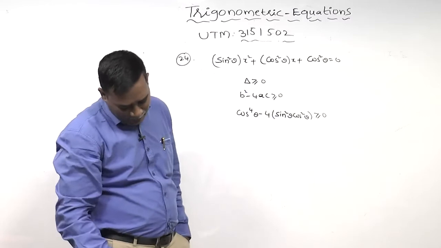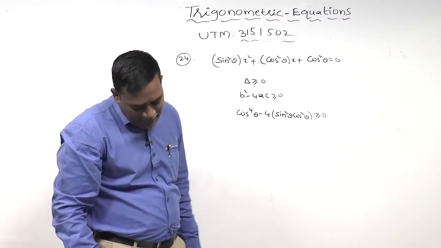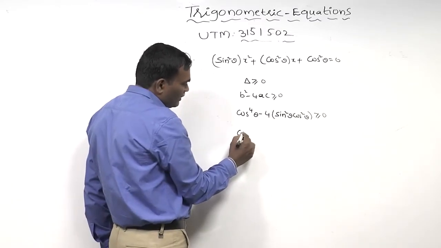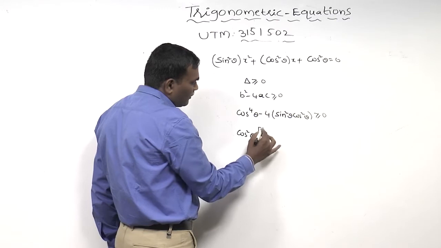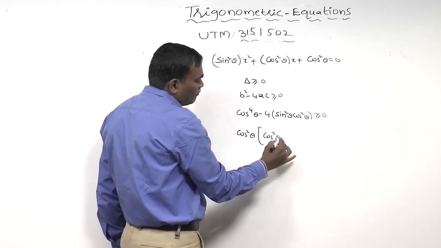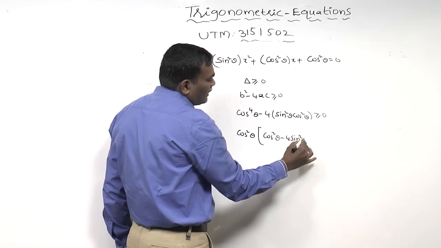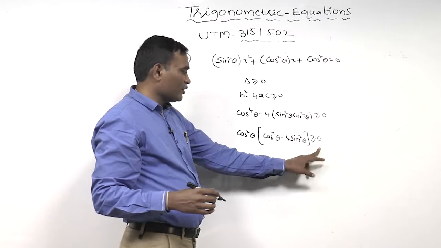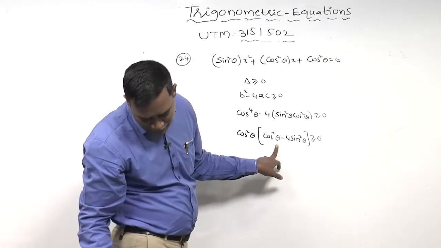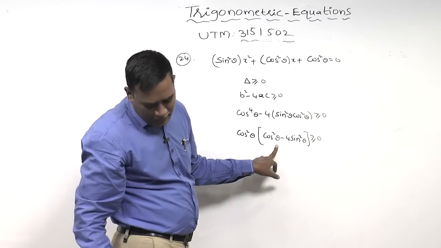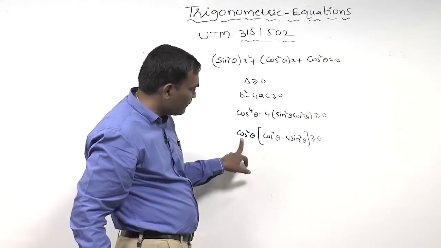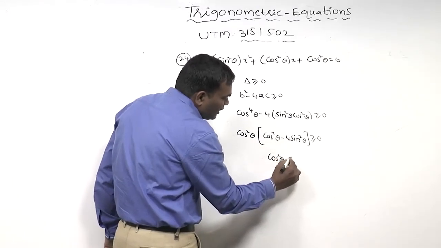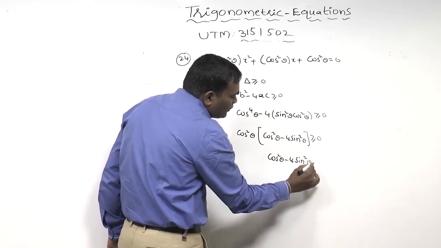What value is being asked in the question? Here we can take cos²θ common. I am taking cos²θ as common. That is cos²θ (cos²θ minus 4 sin²θ) greater than or equal to 0. Here cos²θ is greater than or equal to 0, and one more condition. As real roots, cos²θ can be: one, cos²θ greater than or equal to 0, or this, cos²θ minus 4 sin²θ greater than or equal to 0, we can take.